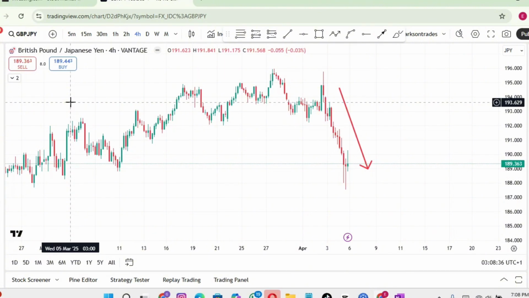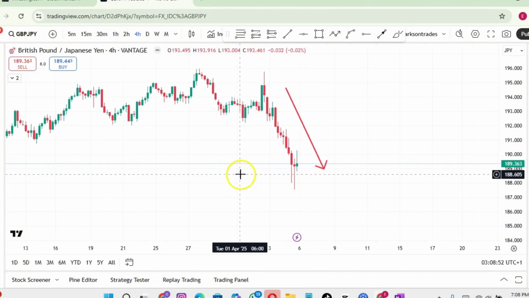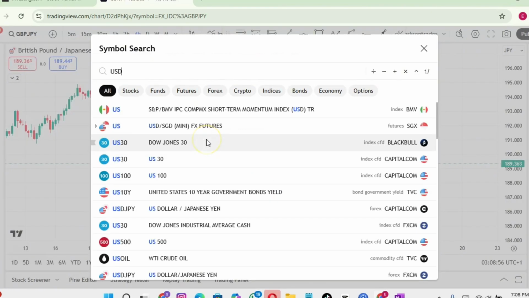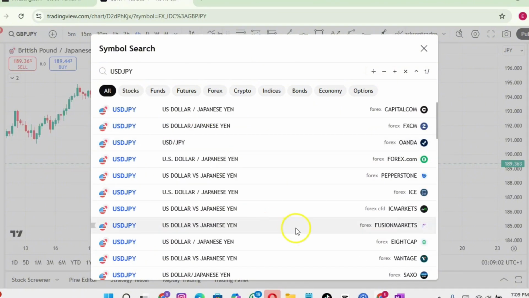So selling this particular currency pair means that I'm anticipating a further decrease in the price of the Great British pound against the Japanese yen. And how do I know that there are sellers in the market at this moment? I see prices going down. Once you start seeing prices going down, it means that there are sellers in the market at this time.